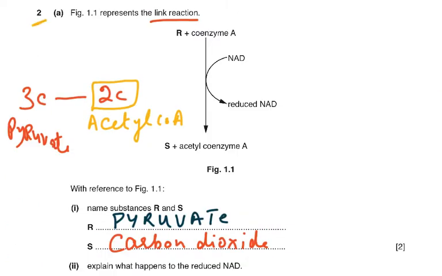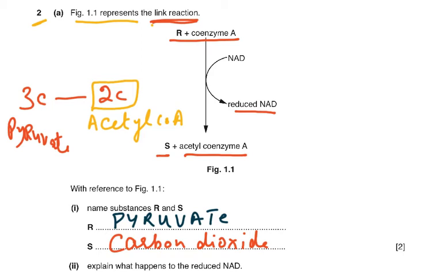Coming to question number 2, figure 1.1 represents the link reaction. R plus coenzyme A gives you NAD is converted to reduced NAD or NADH, and it forms S plus acetyl coenzyme A. Now name substances R and S. R was of course pyruvate and S was carbon dioxide.